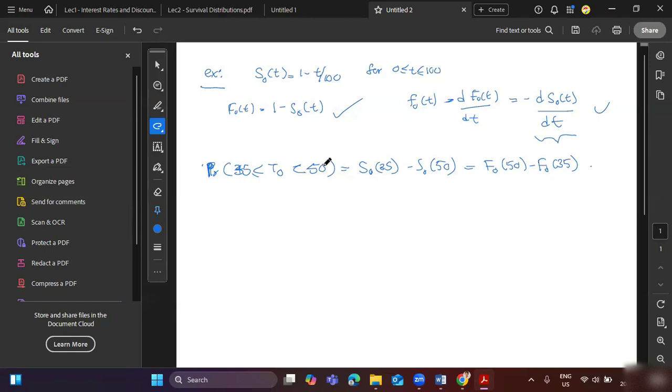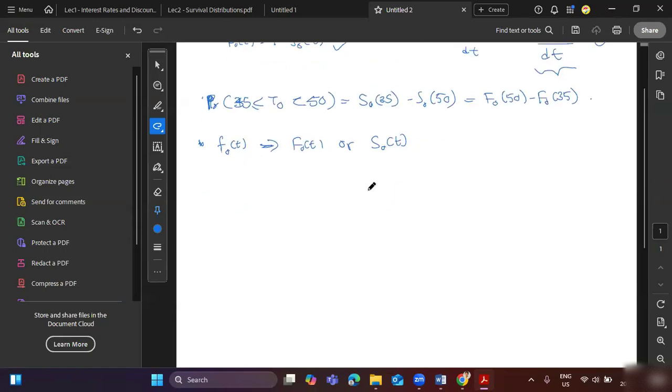As a trick, if you are given the distribution function, we can first find either f naught or the capital F function, which means the distribution function, or the survival function, and then use those for calculations or probability calculations of intervals. So it's easy to work with.